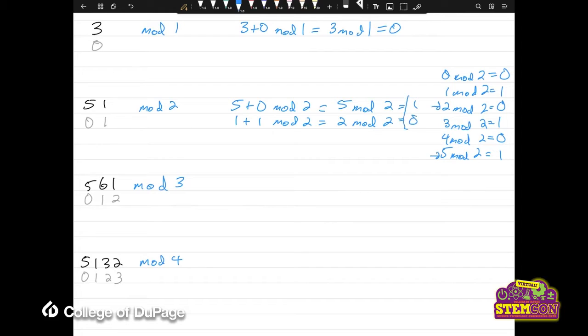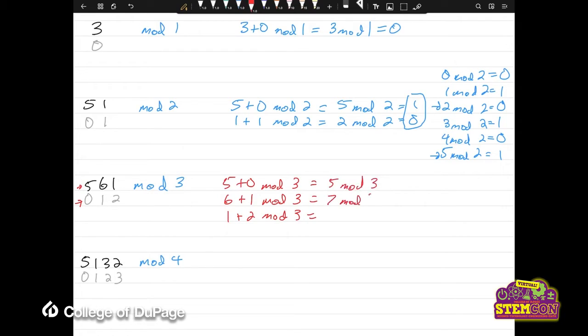These are both different, so we can juggle this pattern, which is what we saw when we wrote out the sequence, right? So let's go ahead and try these other two together. So we'd have 5 plus 0 mod 3, 6 plus 1 mod 3, and 1 plus 2 mod 3, right? We're just adding these two numbers together. 5 plus 0, 6 plus 1, 1 plus 2. So that'd be 5 mod 3, 7 mod 3, and 3 mod 3.